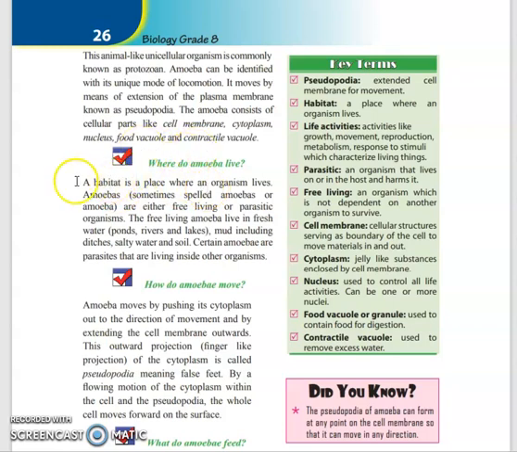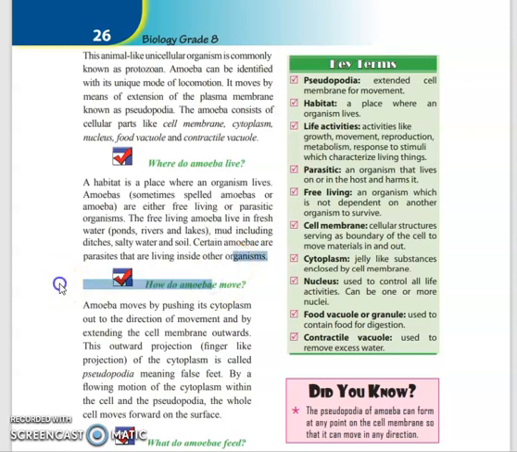Now, where do they live? A habitat is a place where an organism lives. And now, amoebas, sometimes spelled as amoebae or amoeba, are either free living or parasitic organisms. Free living, like in freshwater, ponds, mud, ditches, salty water and soil. When they live in those, we call it free living amoeba. But if it lives on another organism and feeds on it, we call that a parasite.